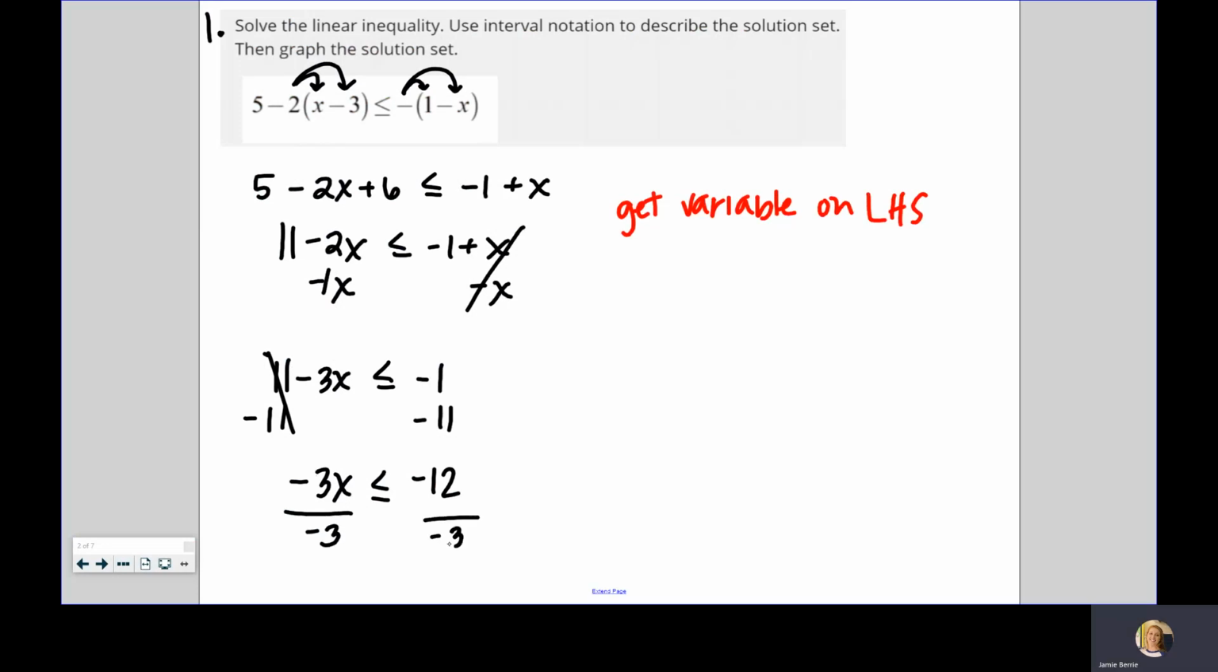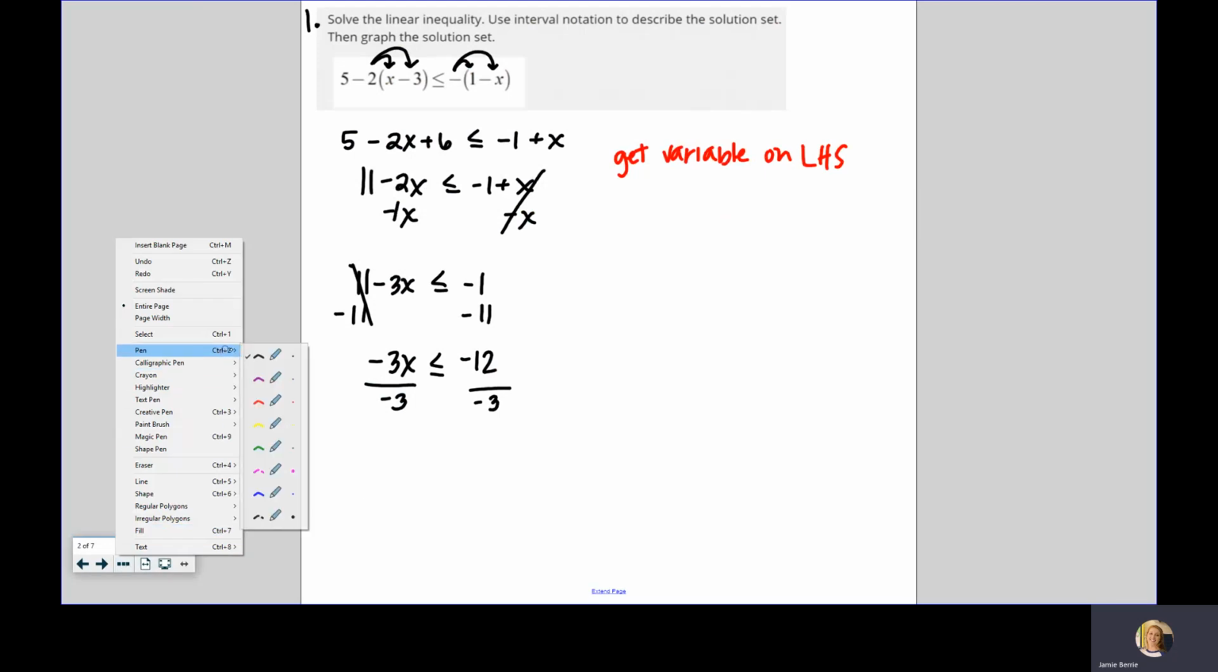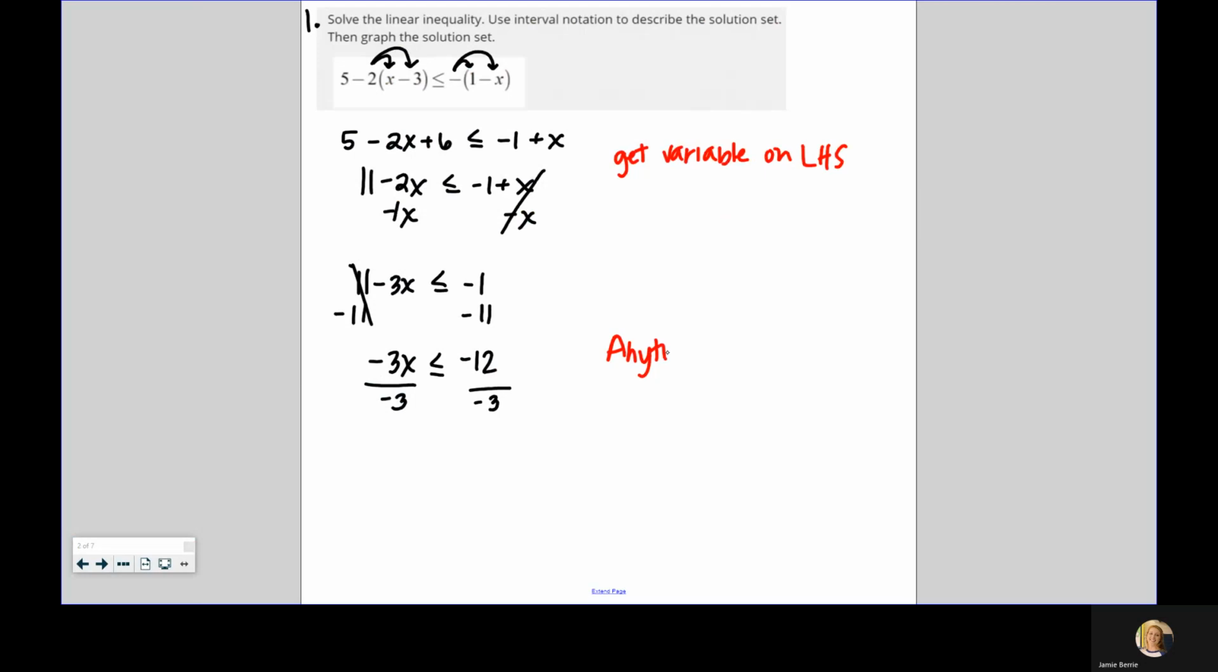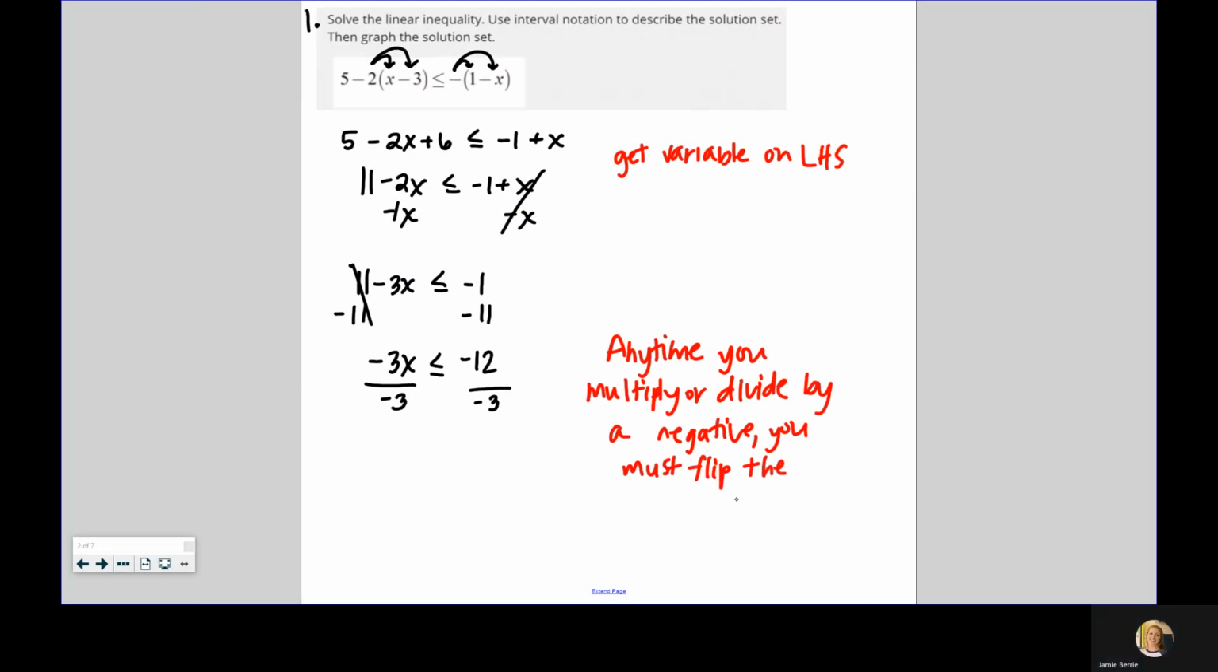But one important thing to know about inequalities is anytime you multiply or divide by a negative, you must flip the inequality. So we've got to flip this inequality right here. This is going to become just x on the left-hand side because that's going to cancel. This is now going to be greater than or equal to instead of less than or equal to. Negative 12 divided by negative 3 is positive 4.